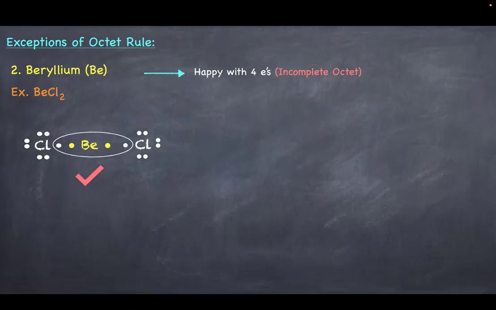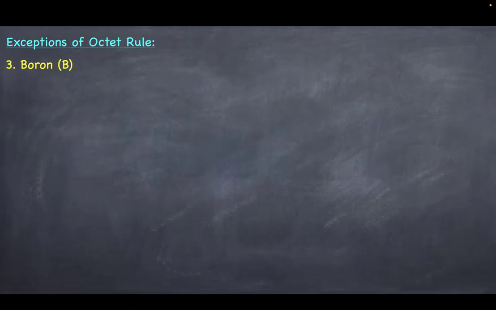Now, the third exception was boron. So boron, we said it's happy with 6 electrons or 8 electrons. If it has 6 electrons, we say it has an incomplete octet. If it has 8, it has a complete octet, but we don't want to push it for 8. So I'll show you 2 examples: one where it has 6 and it's happy, and one where it can have 8.